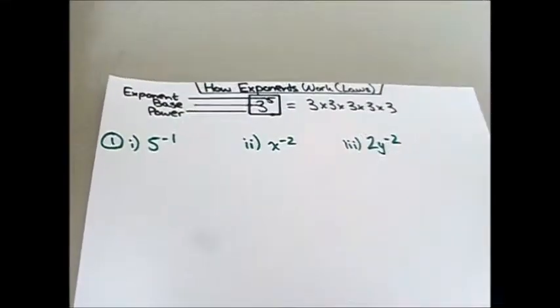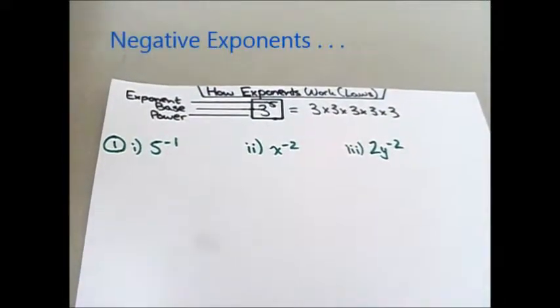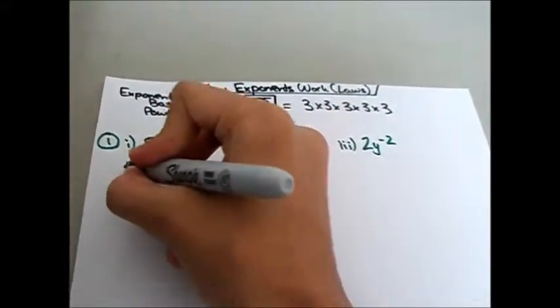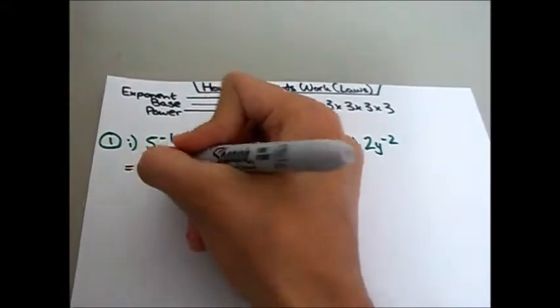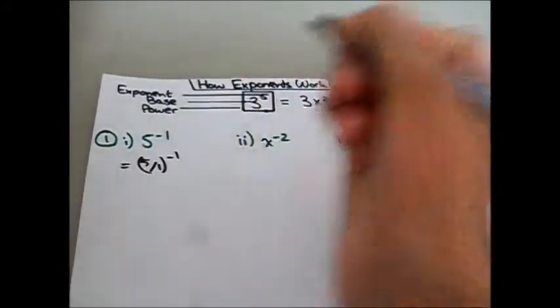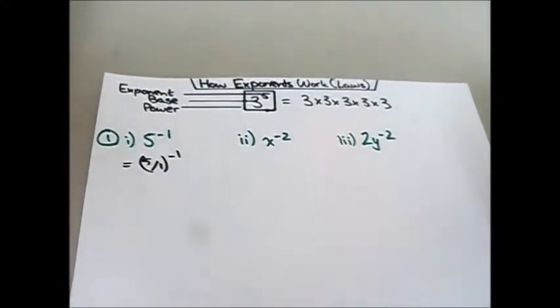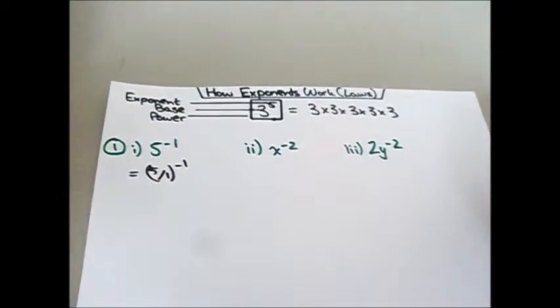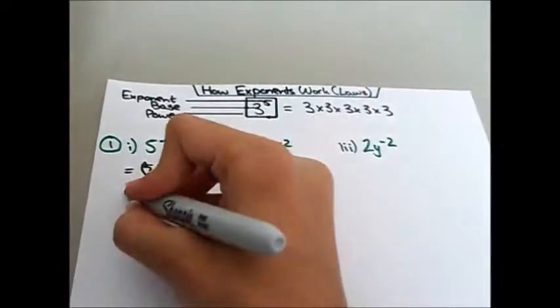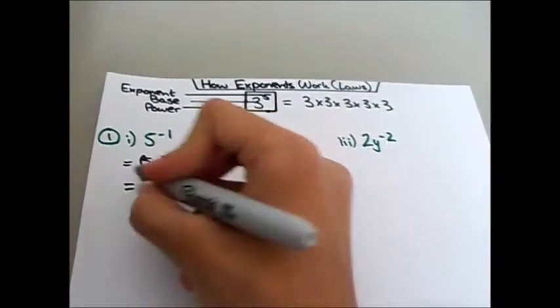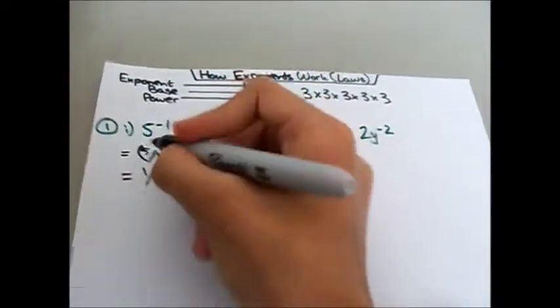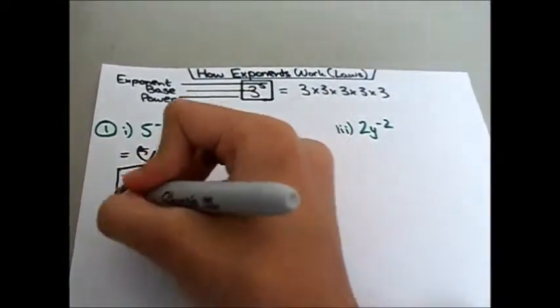So our first law is with negative exponents. I have 3 problems set up here, and we're going to start with the first one. 5 to the power of negative 1. First I'm going to write this as a fraction, 5 over 1, to the power of negative 1. To get rid of the negative sign, I just have to flip the fraction. The numerator becomes the denominator, and the denominator becomes the numerator. So the final answer is 1 over 5.